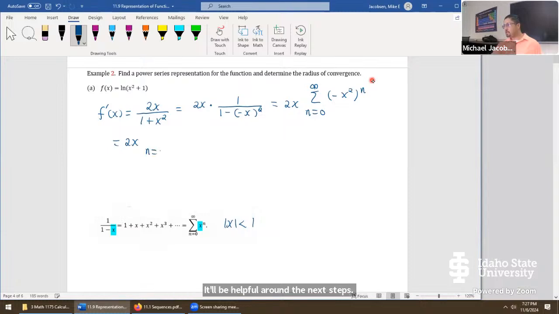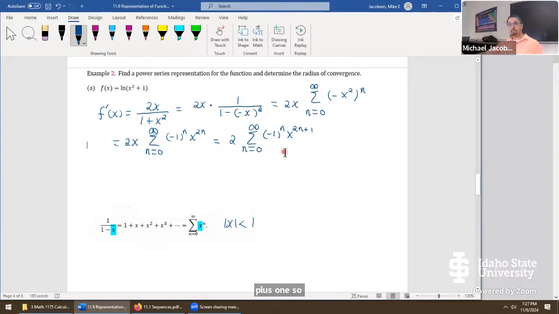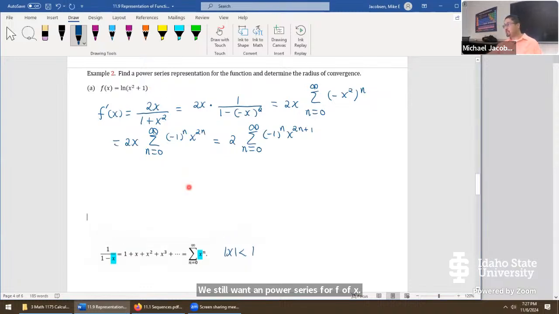It's now 2x, sum from 0 to infinity, negative 1 to the nth power, x to the power of 2n. We can distribute the x inside that and get 2 times the summation from 0 to infinity, negative 1 to the nth power, x to the power 2n plus 1. So we now have a power series, but here's the trouble. It's a power series for f prime of x. We still want a power series for f of x, so we'll get across that logical issue. But first, let's work on the radius of convergence.